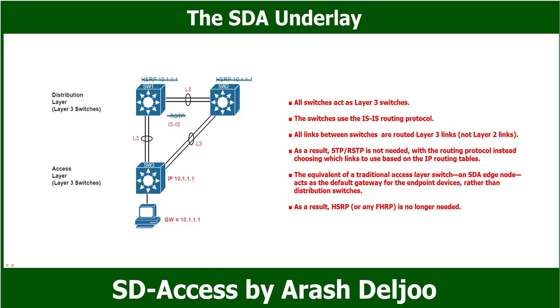The best configuration happens to use a design called a routed access layer design, which has these features. All switches act as layer 3 switches. The switches use the IS-IS, or Intermediate System to Intermediate System, routing protocol. All links between switches, single links or EtherChannels, are routed layer 3 links, not layer 2 links. As a result, STP or RSTP is not needed, with the routing protocol instead choosing which link to use based on the IP routing tables.